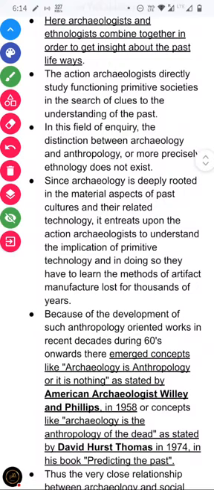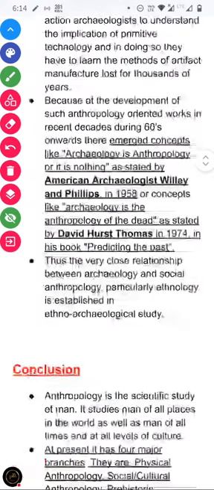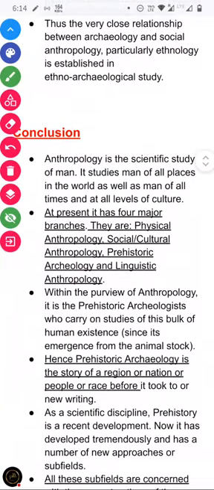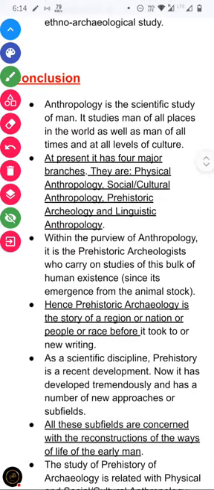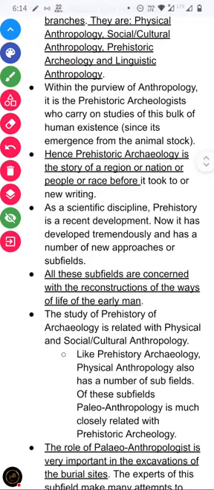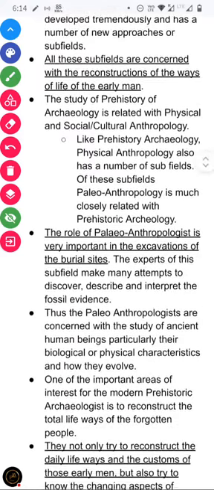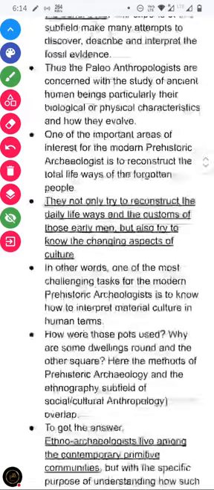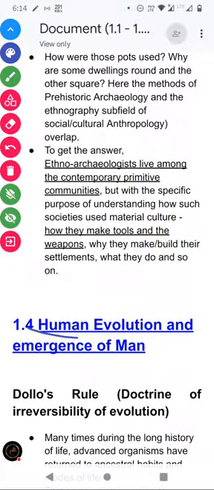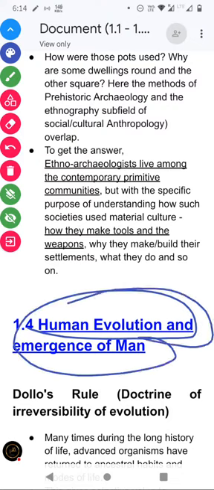And if you know more about this subject, this course, you can watch the syllabus introductory part of this course, Anthropology Optional. Okay, and next is the Human Evolution and Emergence of Man.